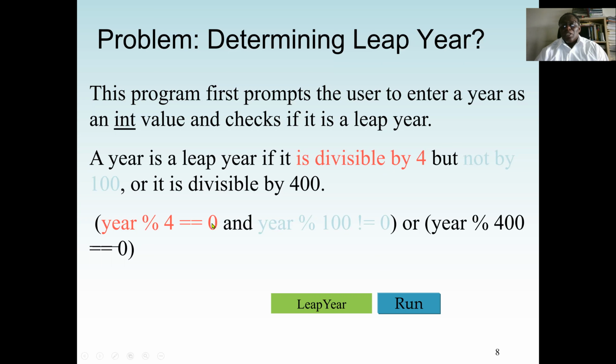So this condition means it's a leap year. Or year modulus 400 equal to 0. That's also a leap year. So what we do here, we are using the logical operators again.